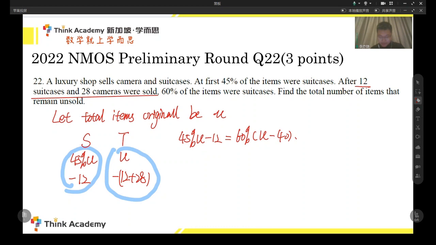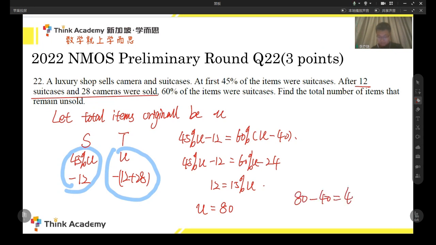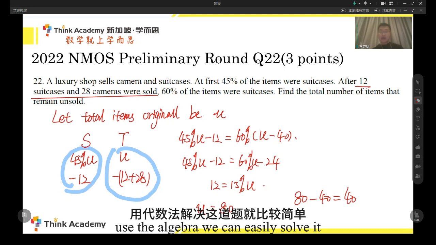Now let's solve it, which means it's 24 here, right? So then we have 50% U equals 12. So U here will be 12 divided by 50%, it's 80. Yeah, it's 80. So the original total number is 80. Then the remaining total number would be 80 minus 40, right? It's 40. So using algebra, we can easily solve it.